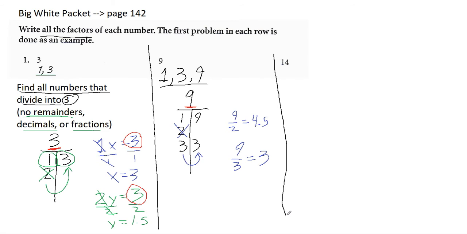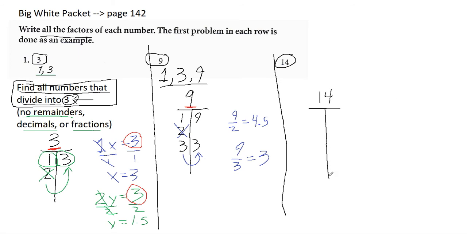And then for the last problem they have for number 1, we're looking for the factors of 14. Again, we're talking about all the numbers that divide into 14. So we're switching that number now. It was 3 on the first problem, then it was 9 on the second problem. Now it's 14. We want all the numbers that divide into 14, but again, no remainders, no decimals, no fractions. So to organize my work, I like to do that factor T-chart. I'm looking for factors of 14.